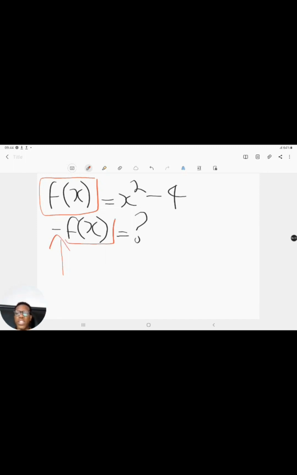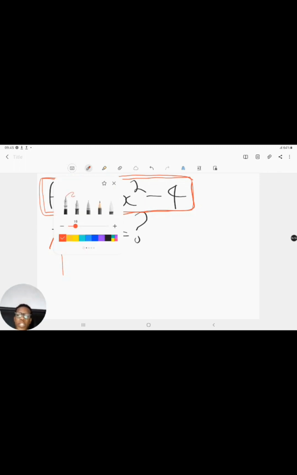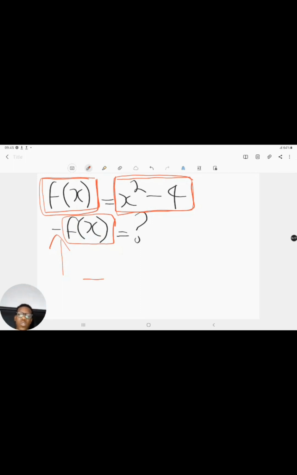So you'll notice that you've got f of x here, and I want you to multiply everything that f of x is made up of by a negative. What is f of x made up of? F of x is made up of x squared minus 4. Here's f of x, and here's what it is made up of, that expression there. So you will take a negative and multiply everything that makes up f of x, which is x squared minus 4. Then you will solve.